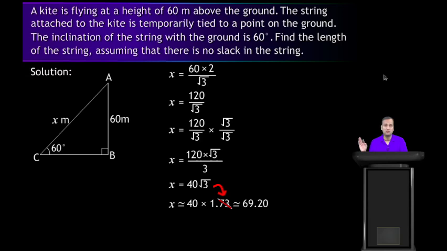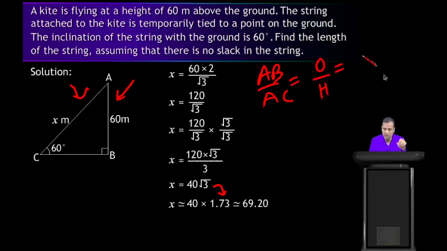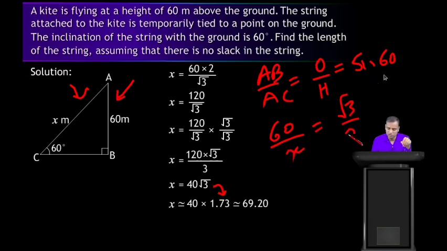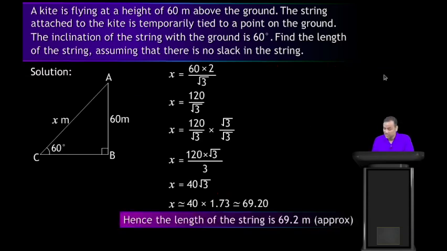Now did you see how we solved this one? Let's recall what we did. We have to find this side, and we are given this side, so we take the ratio AB upon AC. AB upon AC is opposite upon hypotenuse, and it is equal to sine, and the angle is 60 degree. Now put the values: 60 upon x is equal to sine 60, which is root 3 by 2. Now you can cross multiply and find the answer. So easy, isn't it? So the length of the string is approximately 69.2 meter.